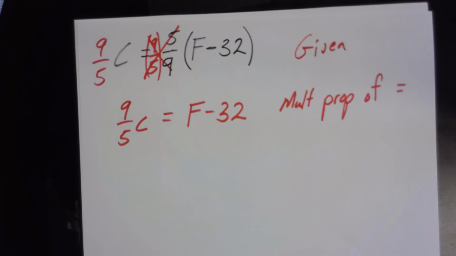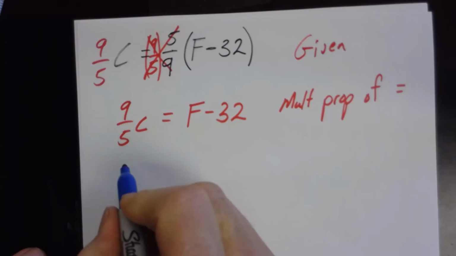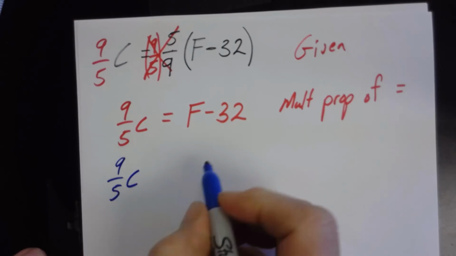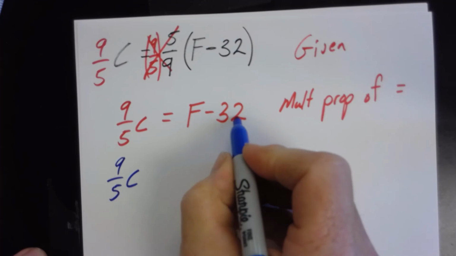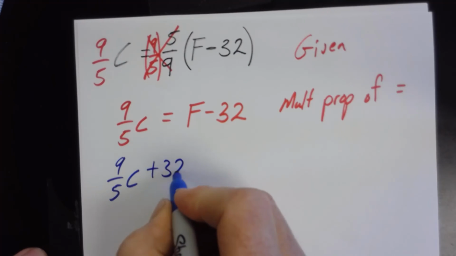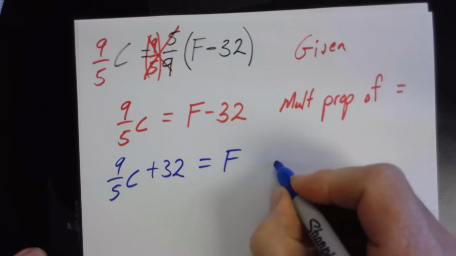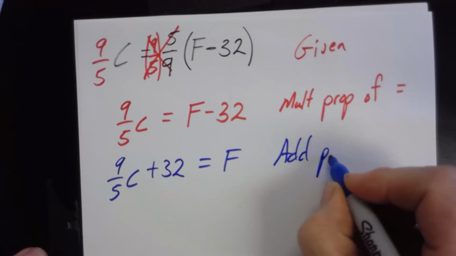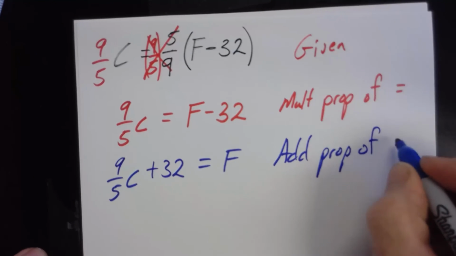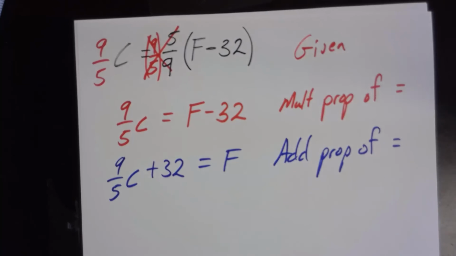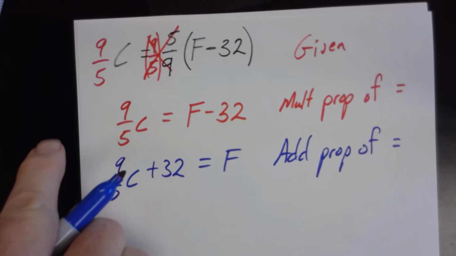Say it louder. Add 32. Add 32. Yeah. If I add 32 to this side, it'll be gone. Add it over here. Addition property of equality. Done. You want F on the other side?